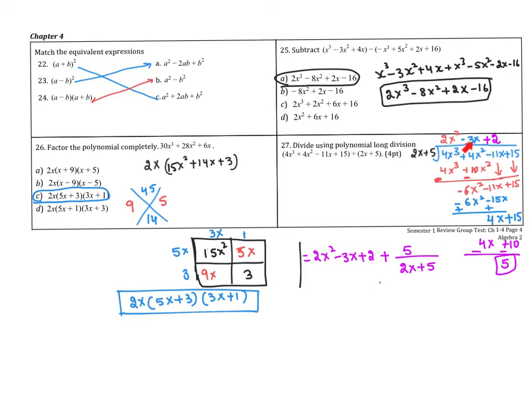Now you're going to multiply it with negative 3. So negative 3 times 2x would be negative 6x. Negative 3 times 5 would be negative 15. And then change the sign.